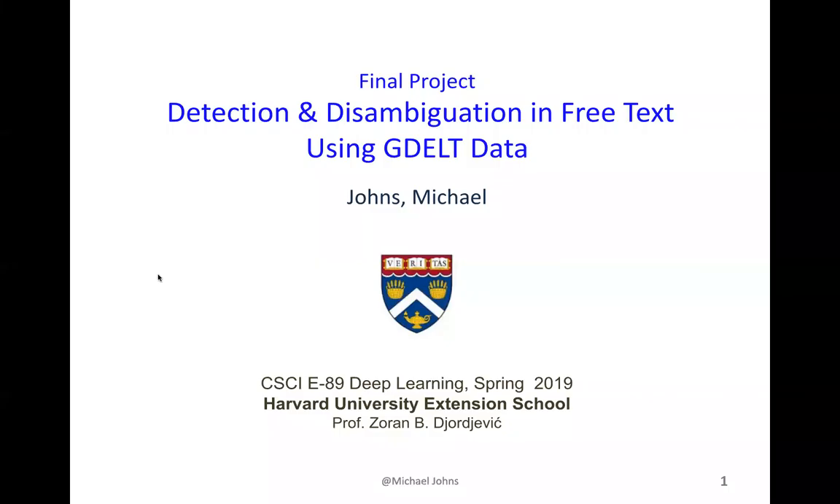I want to give you a walkthrough of my final project for CSCI E89 Deep Learning Spring 2019. This is a project on categories detection and disambiguation in free text using GDELT data.